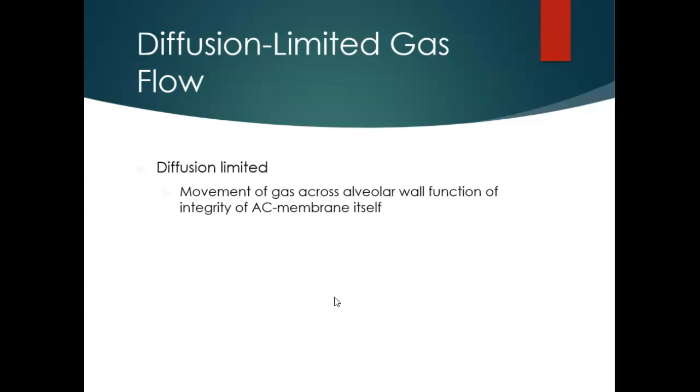And then gas flow limited diffusion issues would have to do with the movement of gas through that alveolar wall. So these would be more of our respiratory diseases. A common one would be emphysema or pulmonary fibrosis that is going to affect that alveolar-capillary membrane, the alveolar surface area or alveolar thickness.